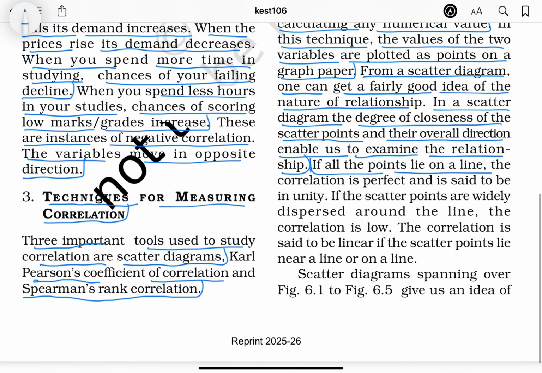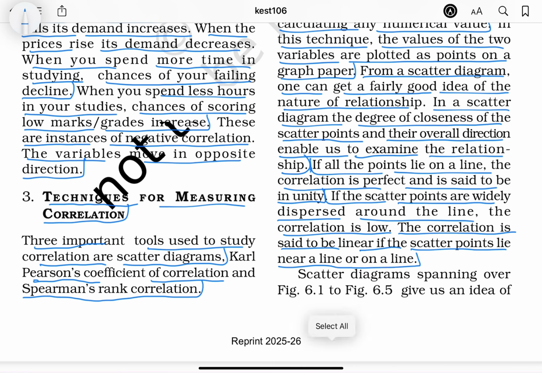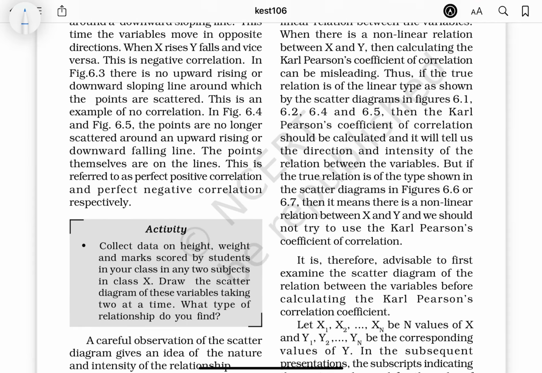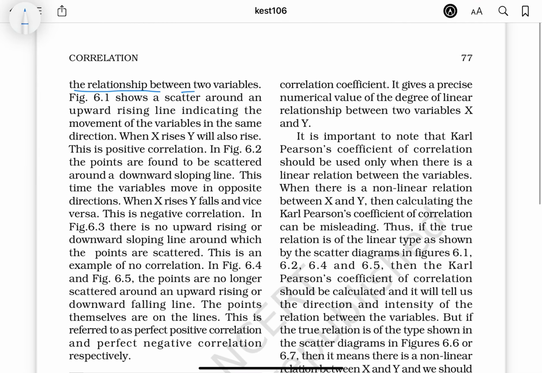If all the points lie on a line, the correlation is perfect and is said to be unity. If the scatter points are widely dispersed around the line, the correlation is low. The correlation is said to be linear if the scatter points lie near a line or on a line. Scatter diagrams spanning figure 6.1 to figure 6.5 give us an idea of the relationship between two variables.